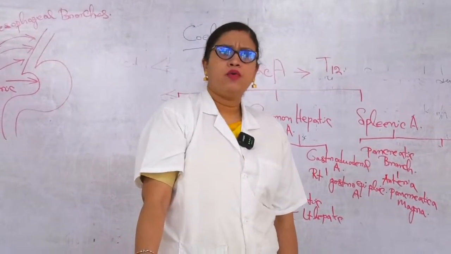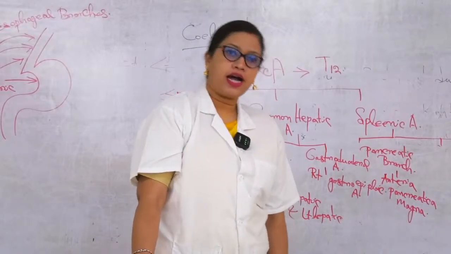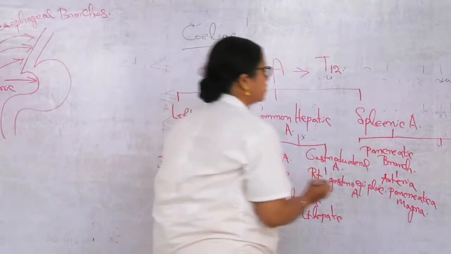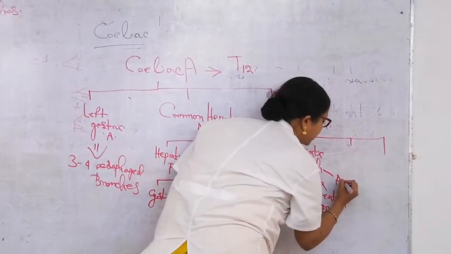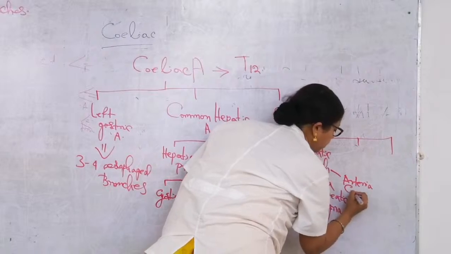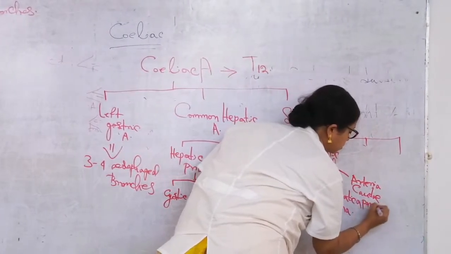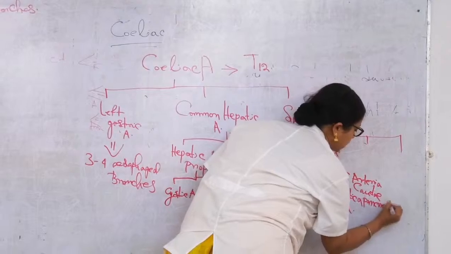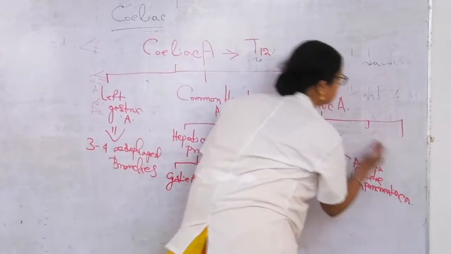Arteria tail মানে কি? Cauda pancreatica. ঠিক আছে, arteria cauda pancreatica. So you are giving the name, right? Arteria cauda pancreatica. আর কি আছে?